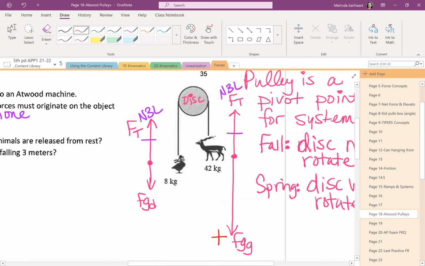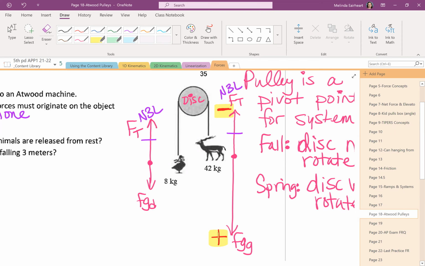The gravitational force of the gazelle is going to be positive down, right? Which means that the tension on the gazelle, even though it's pulling up on the gazelle, is not in the direction of motion, so it would be negative. It may be hard to tell where I'm writing, but I'm assigning direction based on who is going to define the direction of the system.